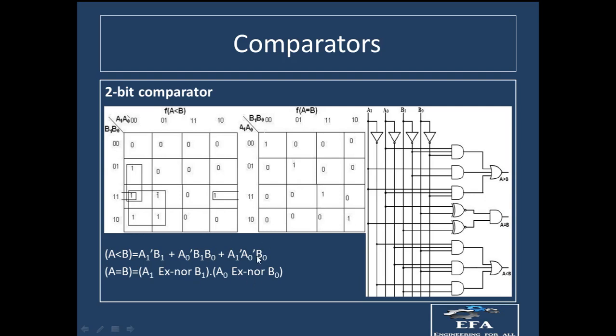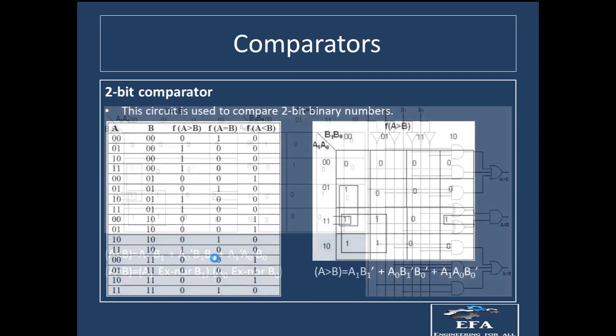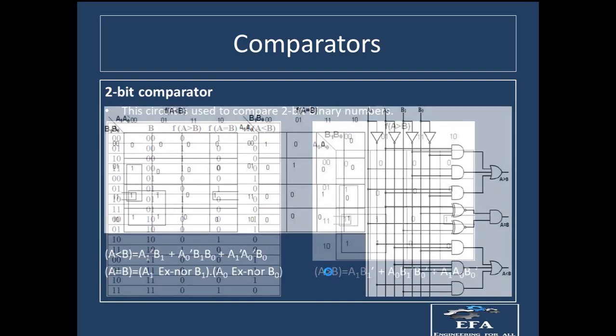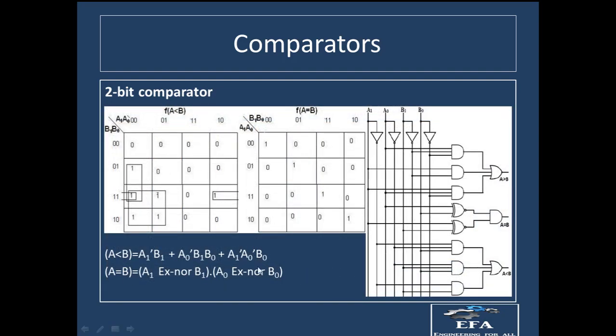Okay, so after getting these outputs, that is A greater than B, A less than B, and A equal to B, we need to make the circuit. And I've told you how to make the circuit out of these Boolean expressions. So this will be our final circuit, which will act as the 2-bit comparator.